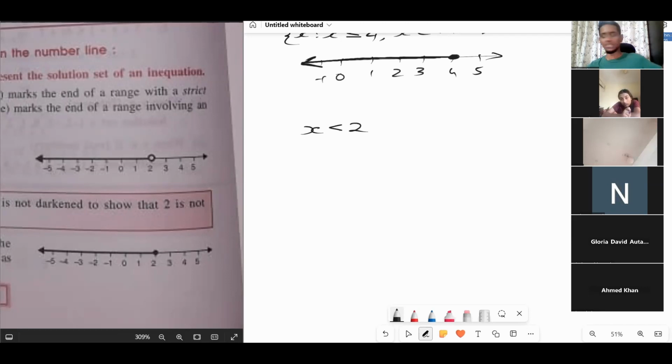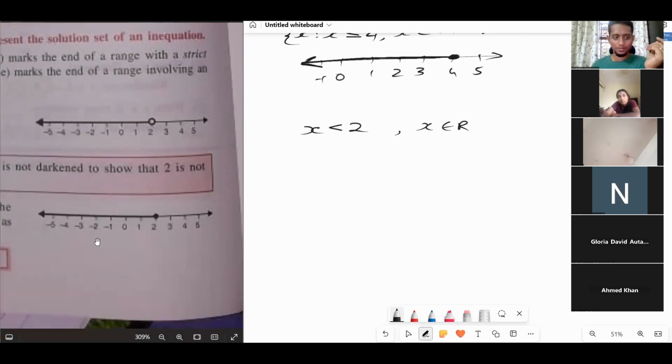And it's going all the way till minus infinity. And x belongs to R. It's a real number or rational numbers because there's a dark line. You're including everything. If it was integer or something, then you won't draw a dark line. You will draw separate dots for each number, right? Okay, next one. Less than equal to 2. X is less than equal to 2 and x belongs to R, right?